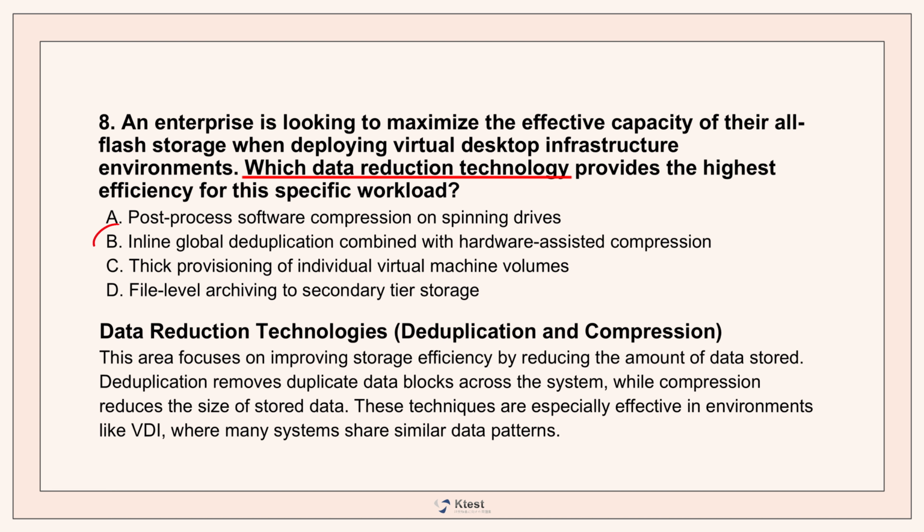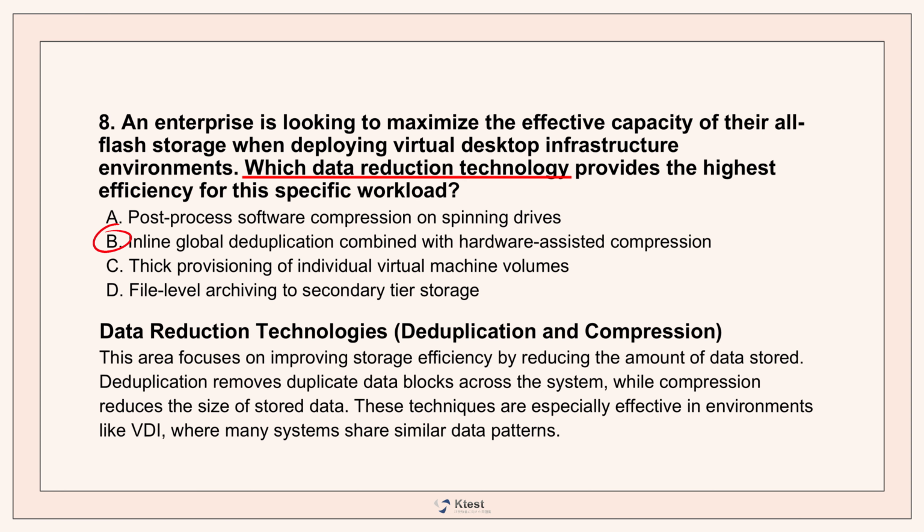Right, but why not just use option A, post-process dedup on cheap spinning drives? Because VDI workloads have phenomena like boot storms. Imagine 1,000 users logging in at 8 a.m. Post-process on spinning drives would introduce so much latency, the entire business would grind to a halt. It has to be inline, meaning it intercepts the data before it hits the flash media.